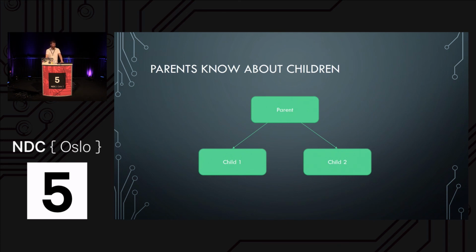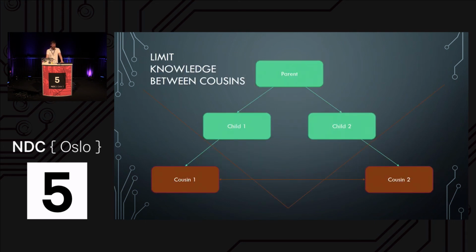Parents know about their children, as one would hope, seeing as they made them. And they can also, of course, communicate with each other. But you should limit knowledge between cousins and below. The reason you want to do that is because if this cousin 1 here would like to speak to cousin 2, then you have a dependency between them here. And it also means that it would be harder to refactor if you, for example, wanted to change this and put whatever cousin was doing into child 2, then you'd have to go into here and change, and it would be a lot more work than it would have to be.